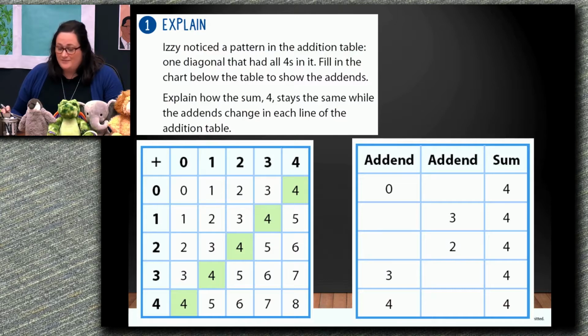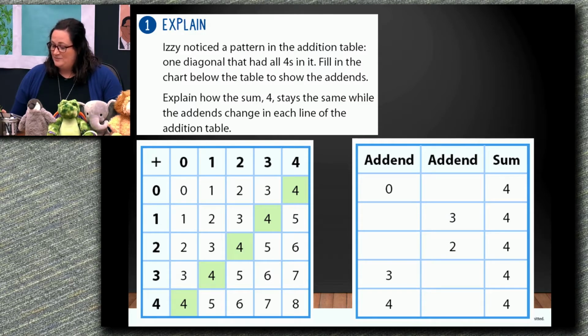Let's take a look. Izzy noticed a pattern in the addition table shown below. One diagonal that had all 4s in it. Do you see it? The diagonal with all 4s. Fill in the chart below the table. I put it next to the table so I could make it bigger.